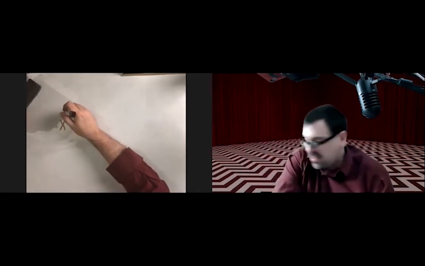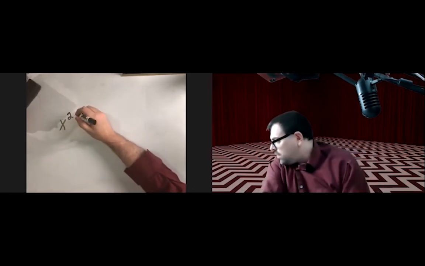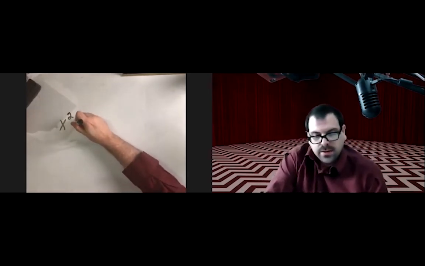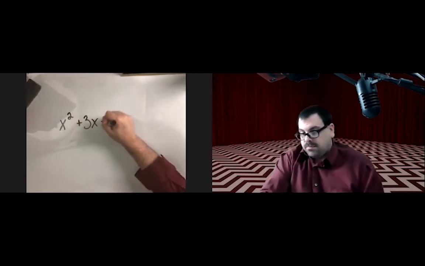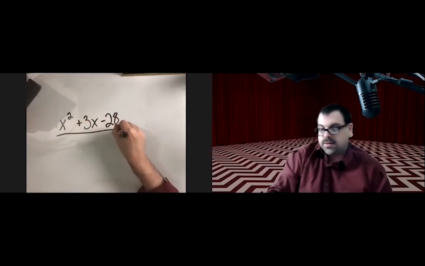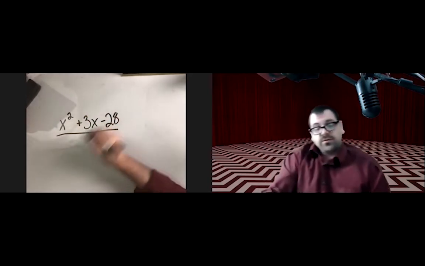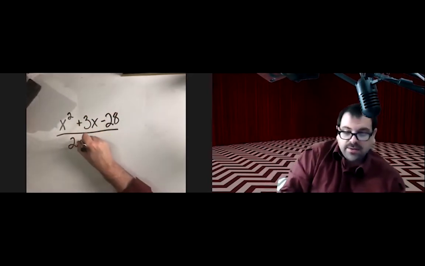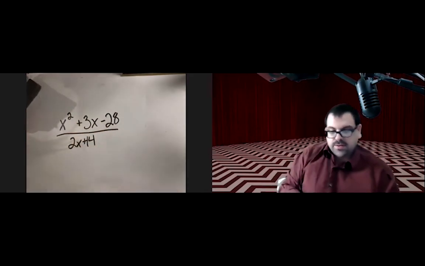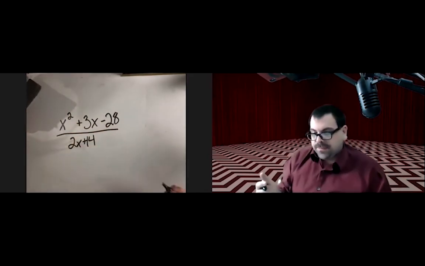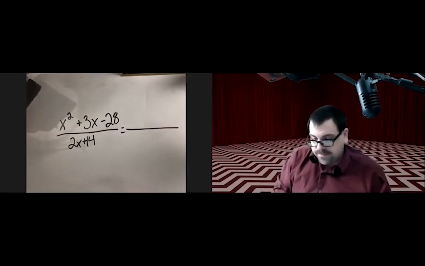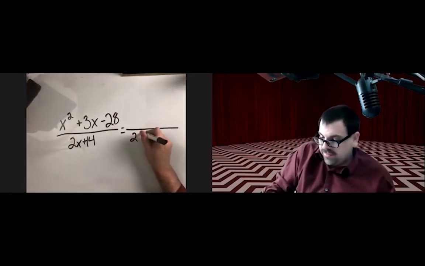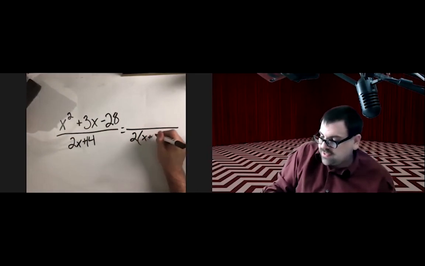Let's reduce (x squared plus 3x minus 28) all over (2x plus 14). Well, if I factor the top and I factor the bottom, I can factor out a 2 on the bottom. I'm left with x plus 7.